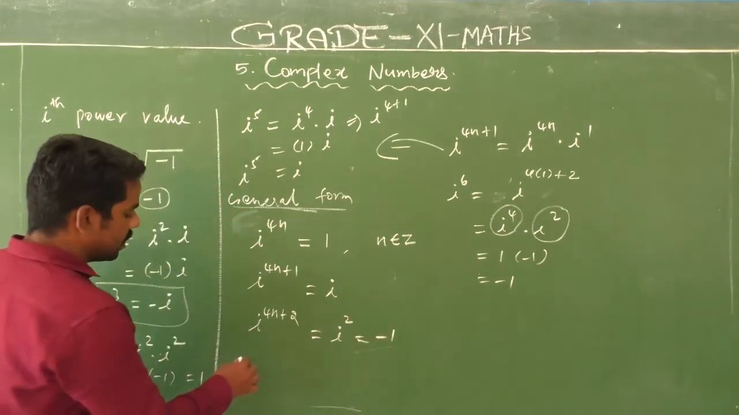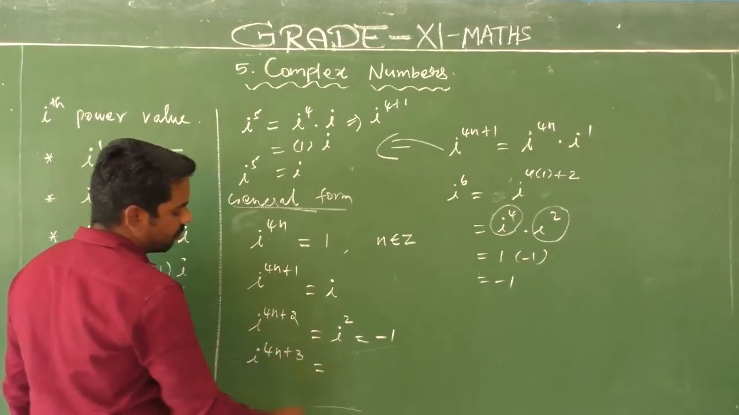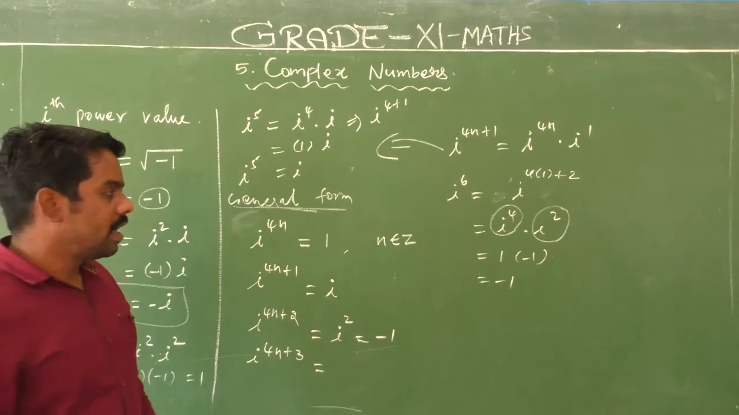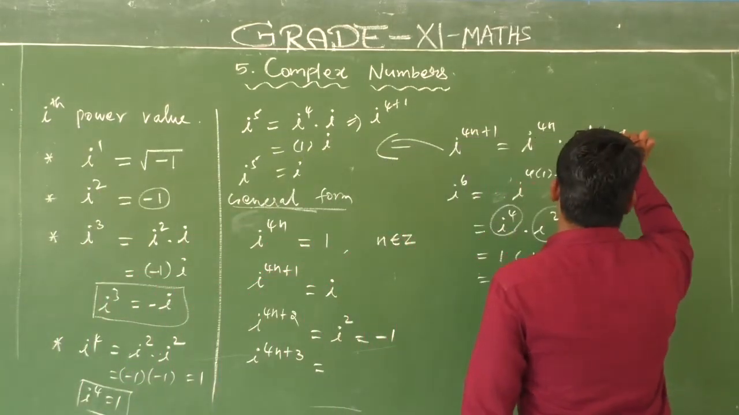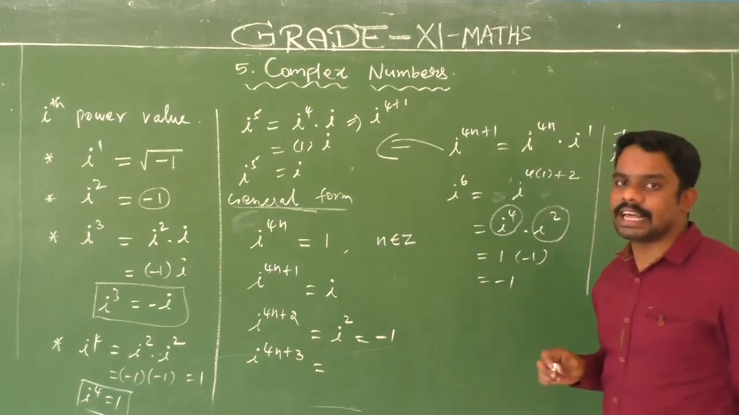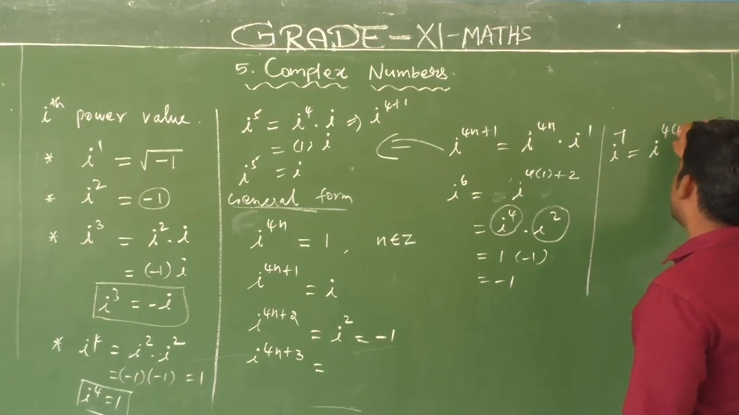Next, i power 4n plus 3. An example is i power 7. i power 7 is i power 4 into 1 plus 3.